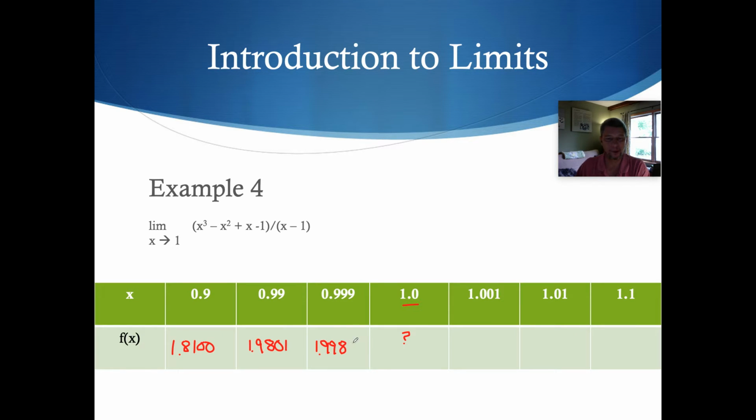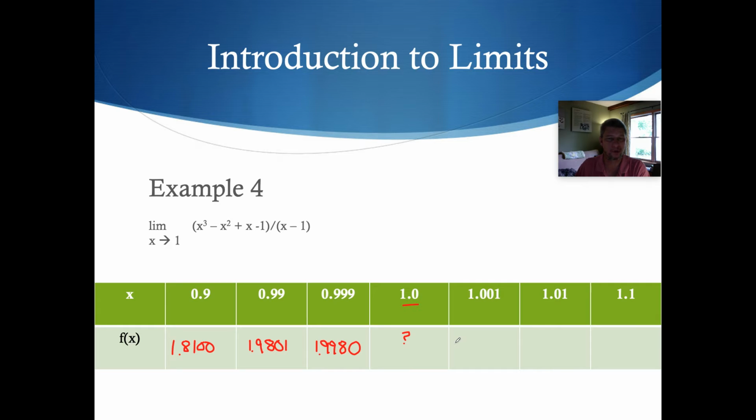So before you even look at this more carefully, can you determine what value the limit is approaching as x approaches 1 from the left-hand side? Well, if you look at these numbers, obviously we're getting closer and closer to a value of 2. 1.998 is really close to 2. So my guess is that the limit is approaching 2. But to be sure of this, we also have to calculate the values as we approach from the right-hand side. So we plug in 1.001 into our calculator for this x.